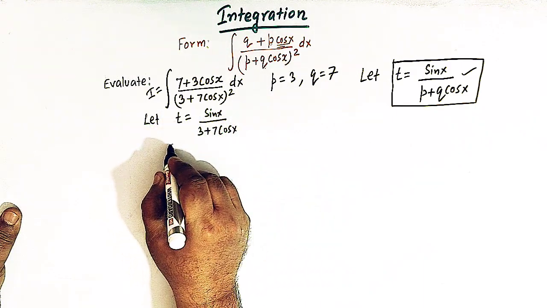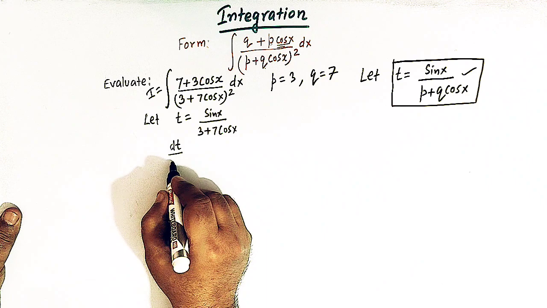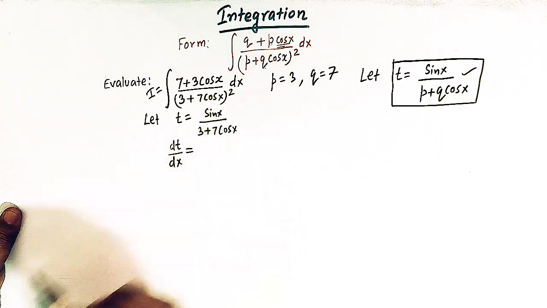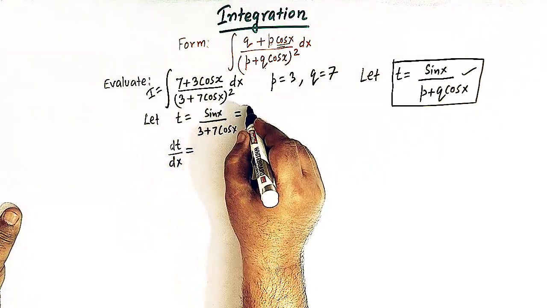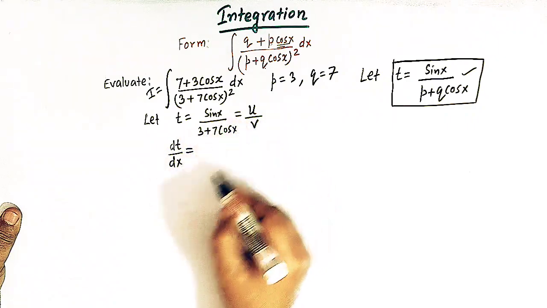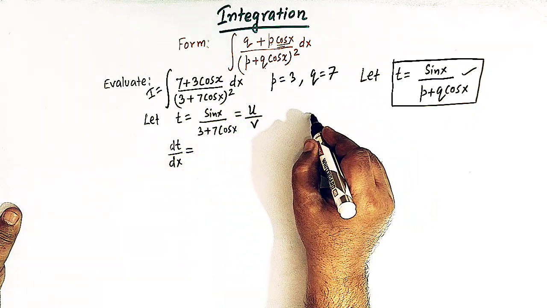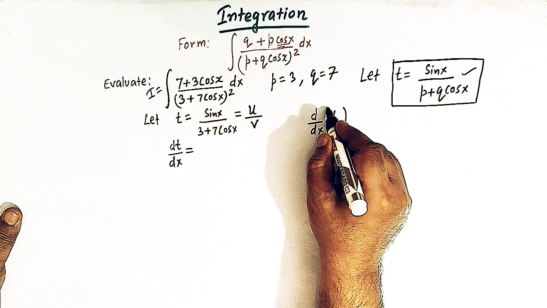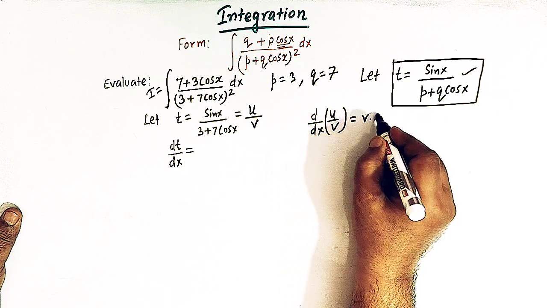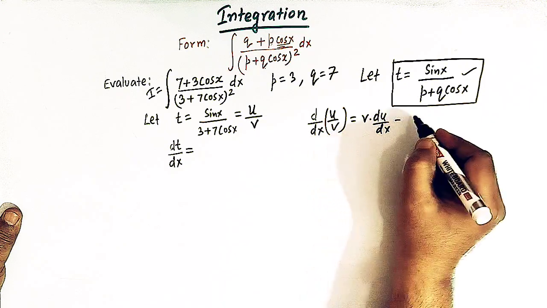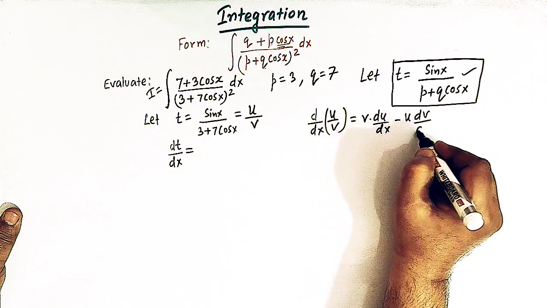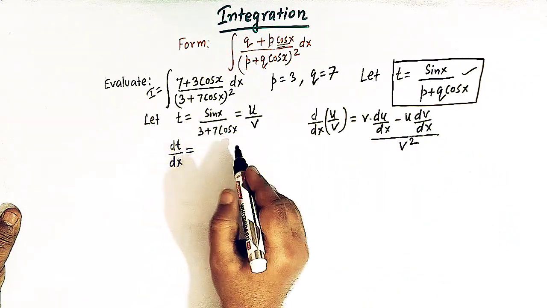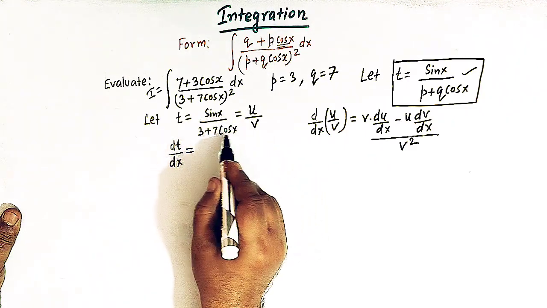So let us differentiate both sides with respect to x. So we have dt over dx, and now here we have the quotient of two functions, right? So this function may be taken as u and this function may be taken as v. So here we'll make use of the quotient rule for differentiation, that is the derivative of u over v is given by v du over dx minus u dv over dx, divided by v square, right? So now we have u is equal to sine x, v is equal to 3 plus 7 cos x.